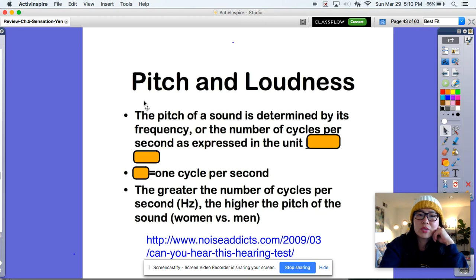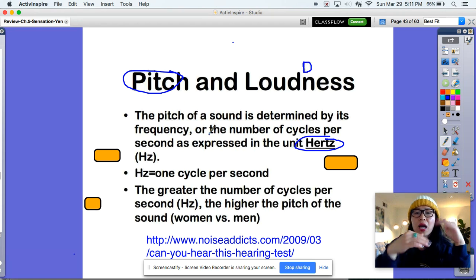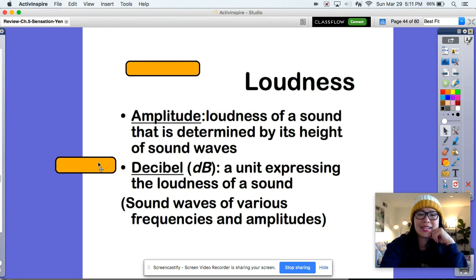Okay, so then we have different words. We have pitch and hertz. So anytime you hear the word pitch, you want to go with hertz. And anytime you hear loudness, you want to go with decibels. So the cheesy trick was the higher the pitch, the more it hurts my ears. Loudness, I have no cool tricks or cheesy tricks for this one.